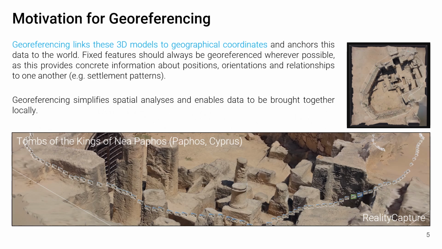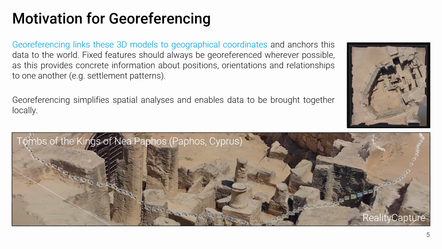So far, our work has focused on the planning and creation of 3D models of archaeological sites and artifacts via photo and video-based documentation. Georeferencing links these 3D models to geographical coordinates and anchors this data to the world. This can be of great and decisive added value for archaeological documentation. Fixed features should always be georeferenced wherever possible, as this provides concrete information about positions, orientations, and relationships to one another. Archaeological documentations are independent of time and can also bring together findings from campaigns that took place decades apart.